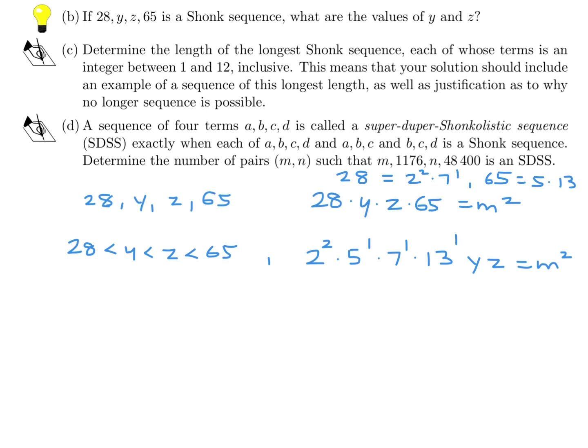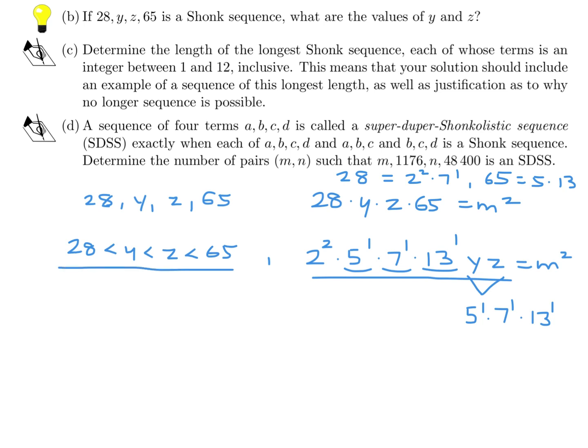Okay. Well, first of all, in order to make this a perfect square, I've got to make the exponents even. So this y and z, we've got to have at least a 5 to the power of 1 to combine with this guy to make it 5 to the power of 2. We've got to have at least a 7 to the power of 1 to combine with this guy, and at least a 13 to the power of 1 to combine with that guy. That would make it a perfect square.